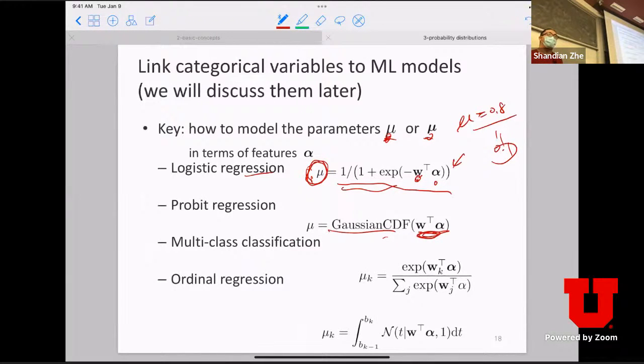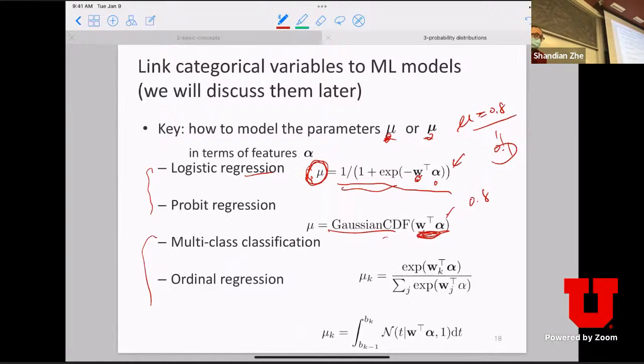Remember, this is a CDF, right? A CDF is exactly between 0 and 1. So people can also use this to make predictions. After you learn this W, you throw this score into this Gaussian CDF, and it can give you a probability. Again, if it is 0.8, you may make prediction 1, otherwise make prediction 0. Right? So these are for the binary variables.